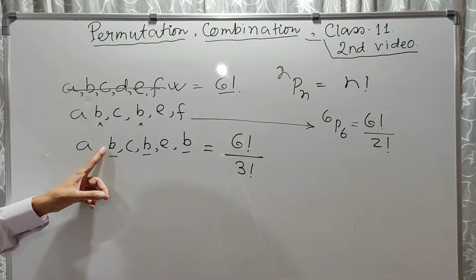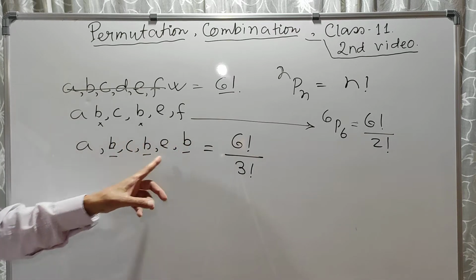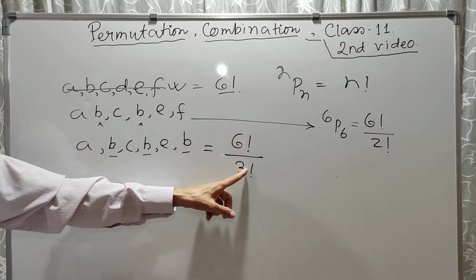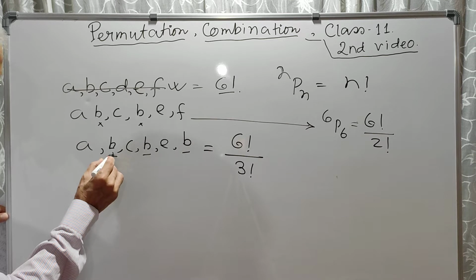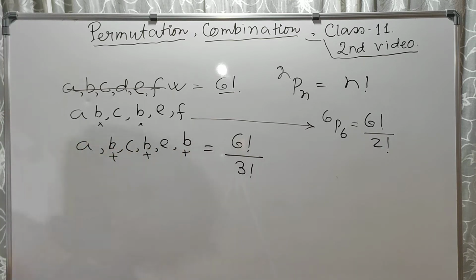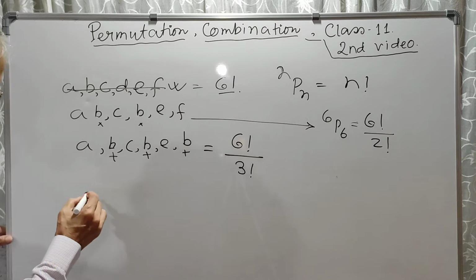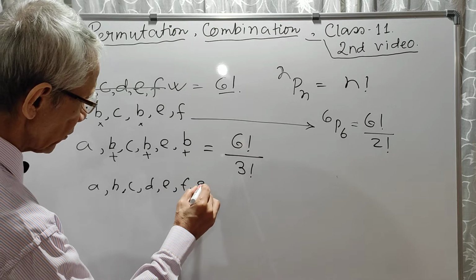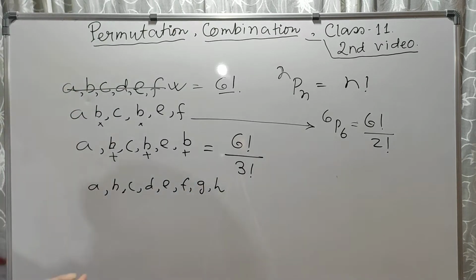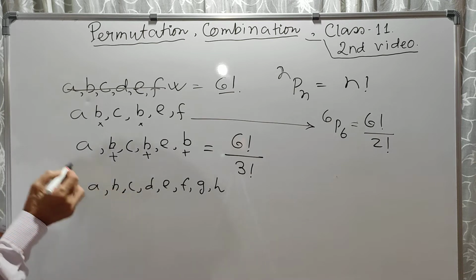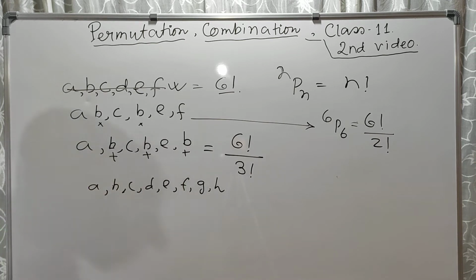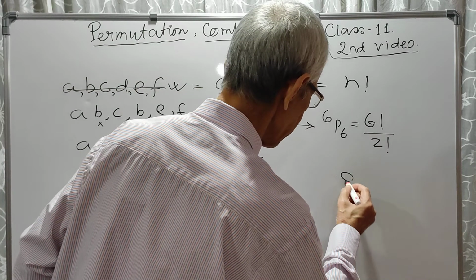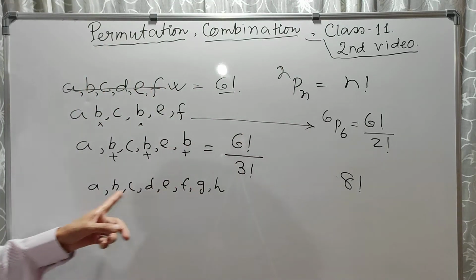All right. Now if B is repeated 3 times, then permutation of all the 6 letters taking all at a time will be factorial 6 divided by factorial 3. Why 3? Because you see this B is repeated 3 times. Now suppose you have A, B, C, D, E, F, G, H, so you have 1, 2, 3, 4, 5, 6, 7, 8. Now all are distinct. Therefore obviously permutation of all taking all at a time will be factorial 8. Why factorial 8? Because there are 8 letters.